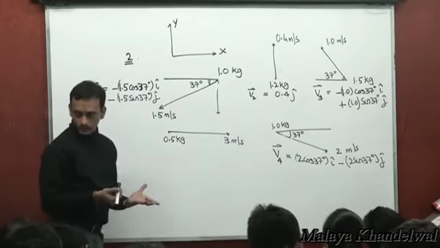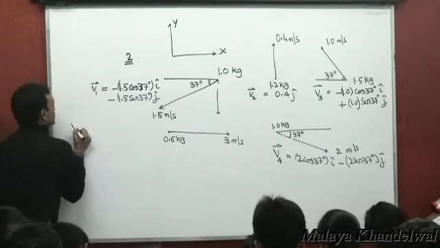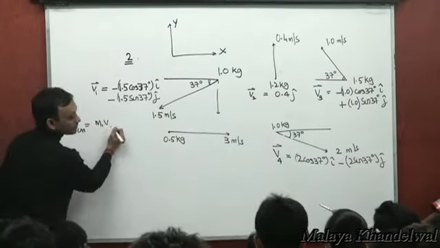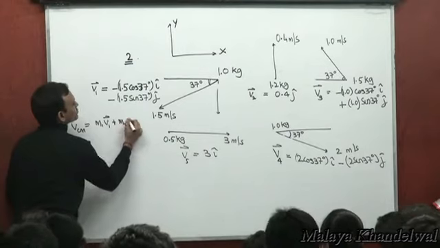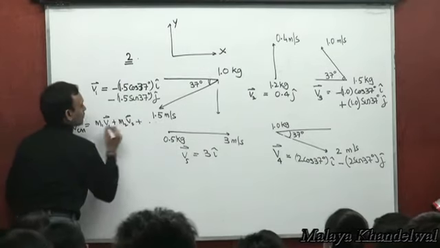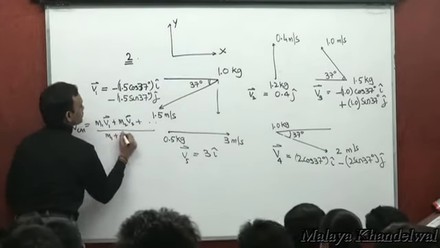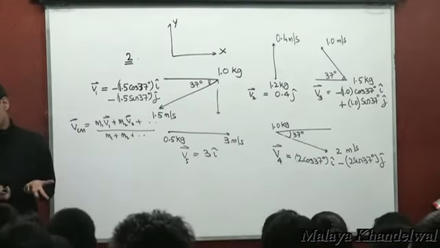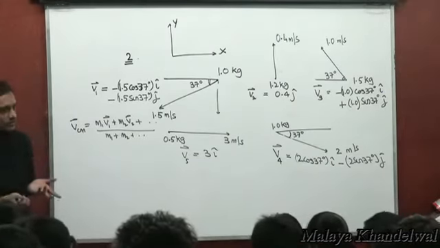Right? So then the velocity of the center of mass would be m1 v1 plus... v5 would be 3 i cap. Right? So VCM would be m1 v1 plus m2 v2 etc. divided by m1 plus m2 plus etc. This would be the velocity of the center of mass. This is how you would do this calculation, right?